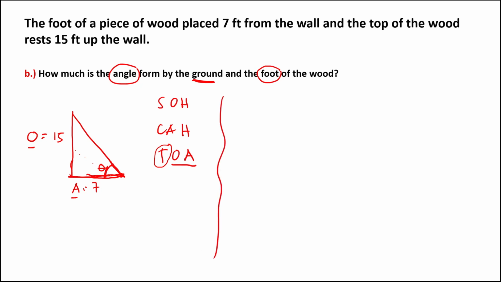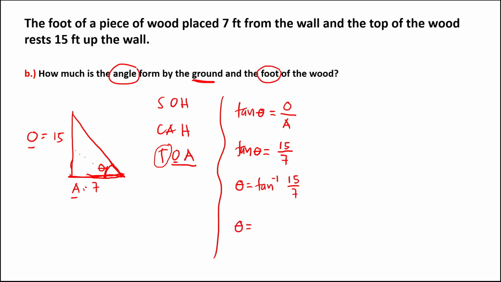So to solve now for this angle formed by the ground and the foot of the wood, tangent theta equals, from this formula, opposite over the adjacent. Then we have tangent theta equals the opposite is 15 over the adjacent, that's 7. Then to solve for theta, this is equal to inverse tangent of 15 over 7.